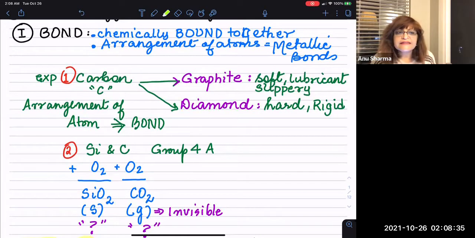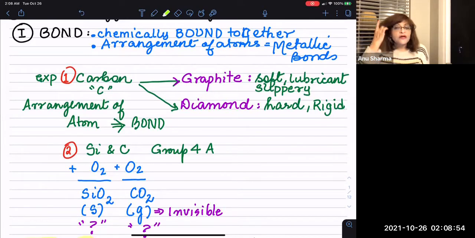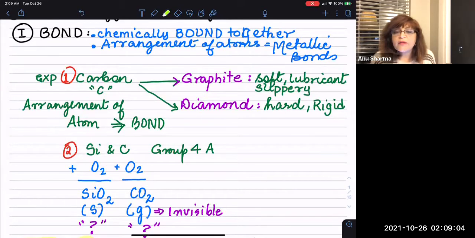A bond forms when two atoms are chemically combined together. It is a very definite ratio in which these atoms combine, and that is a permanent change. Unless you apply some kind of heat or light, or you change some conditions, that bond can be broken. But pretty much it is a permanent change in which the two atoms are permanently combined with each other.